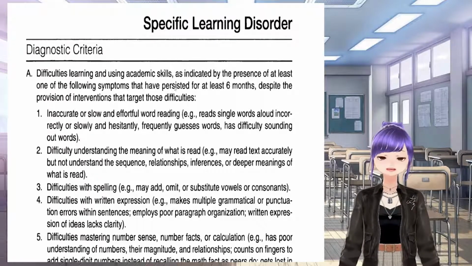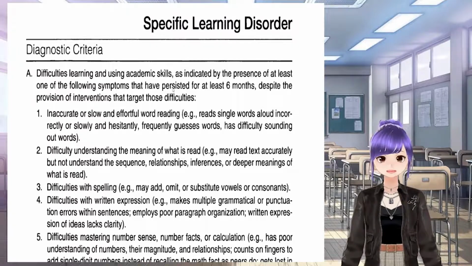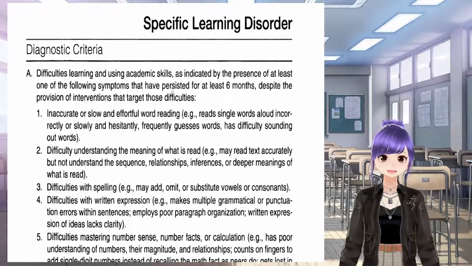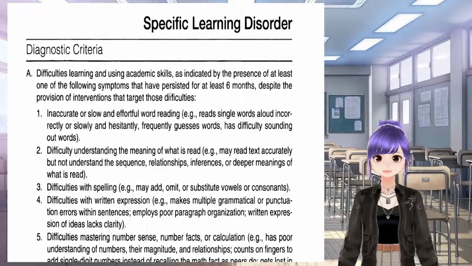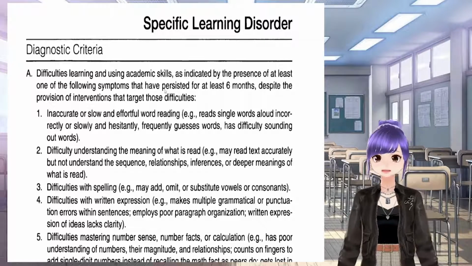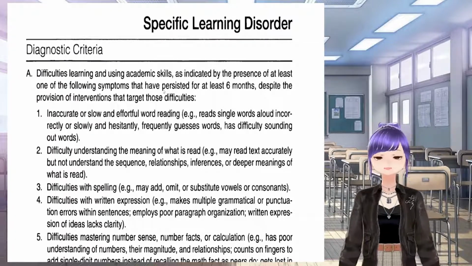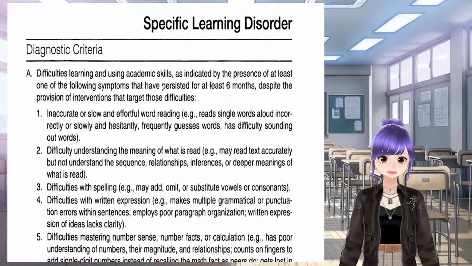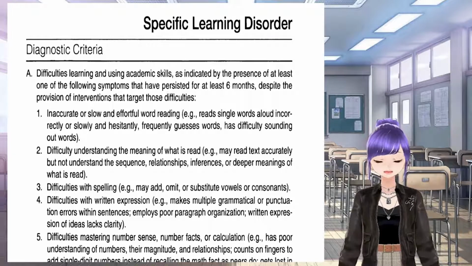So A, difficulties in learning and using academic skills as indicated by the presence of at least one of the following symptoms that have persisted for at least 6 months despite the provision of interventions that target those difficulties. Number 1, inaccurate or slow and effortful word reading. For example, reads single words aloud incorrectly or slowly and hesitantly, frequently guesses words, and has difficulty sounding out words.